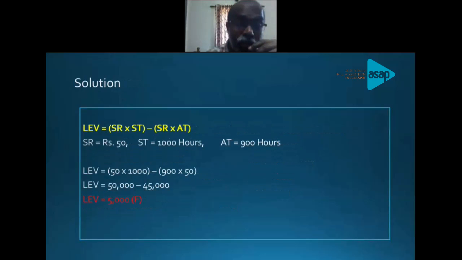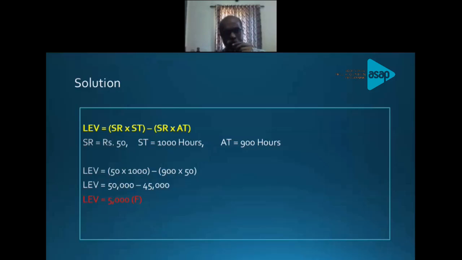So efficiency variance is computed. Labor efficiency variance is standard rate into standard time minus standard rate into actual time. All information is readily available in your memory, because we have already seen it twice in the last two illustrations. For computation of labor efficiency variance, we need standard rate, it is 50. We need standard time, it is 1000 hours. Actual time is 900 hours.